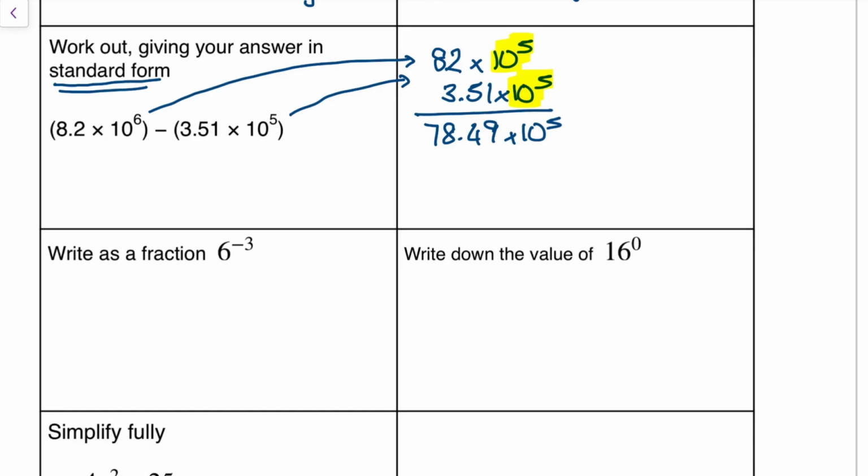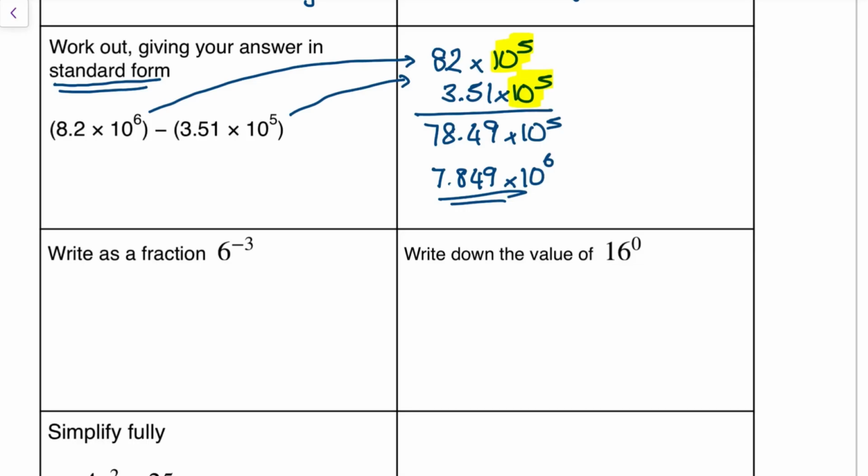And then I have to think that this is not in standard form. So I'm going to divide this first one by 10, which is 7.849. And I'm going to multiply the second thing by a 10 to compensate. And that gives my final answer, which is 7.849 times 10 to the 6.